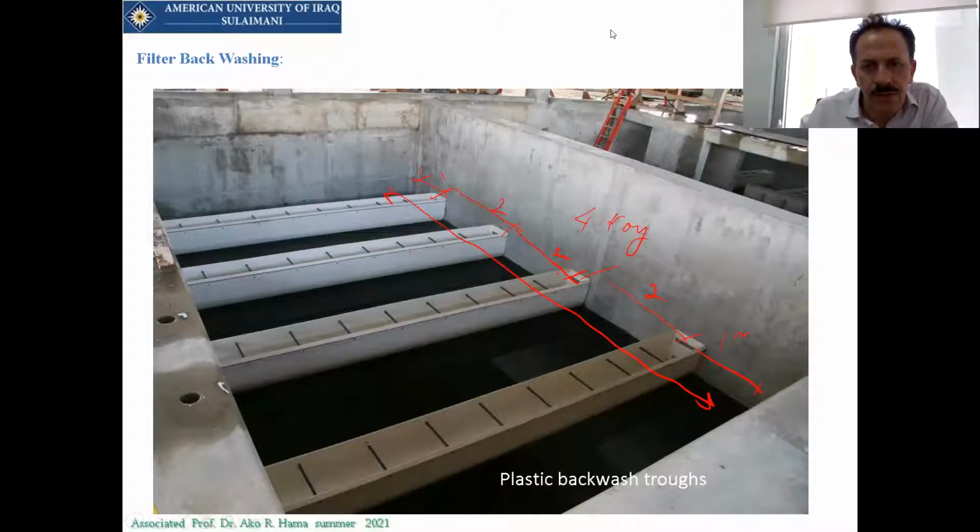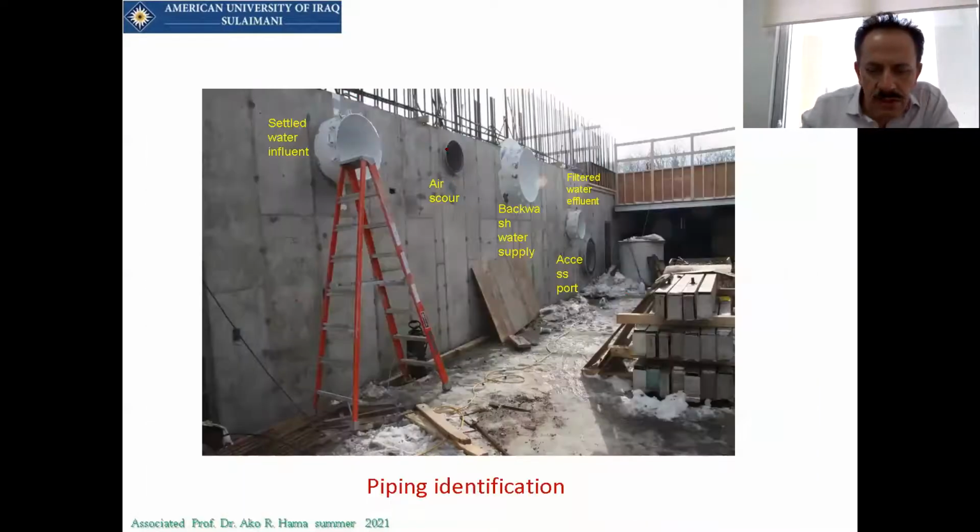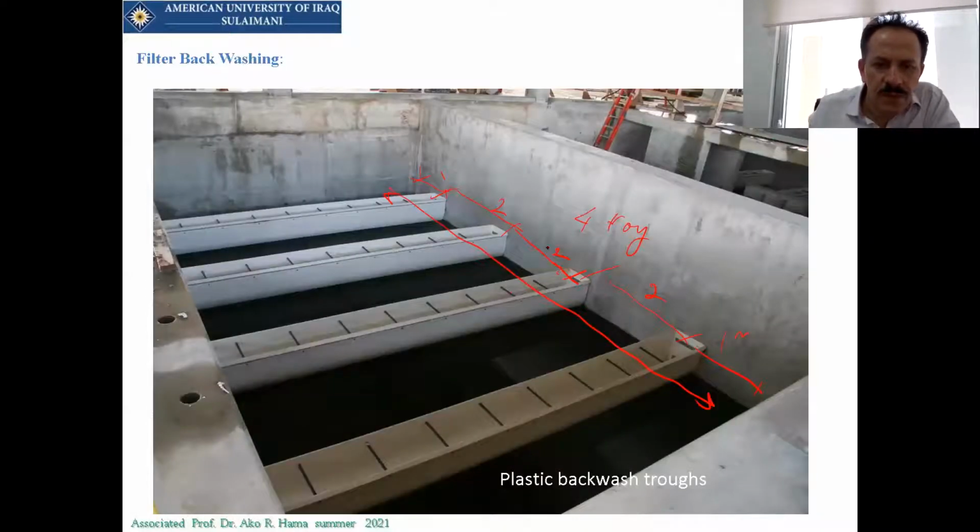Sir, I have a question. Is the 2 from center to center, or is it between them? Yeah, the 2 is center to center. And from the center of the first and the last trough to the wall should be 1 meter. Okay? So 1 meter is from the wall to the first one, and from one to another, center to center, should be 2 meters.